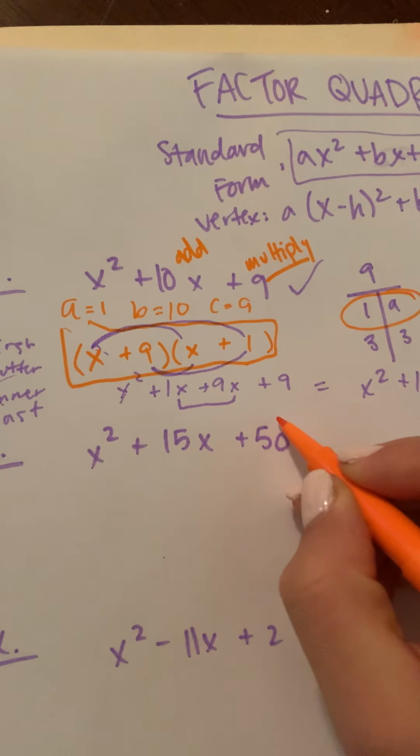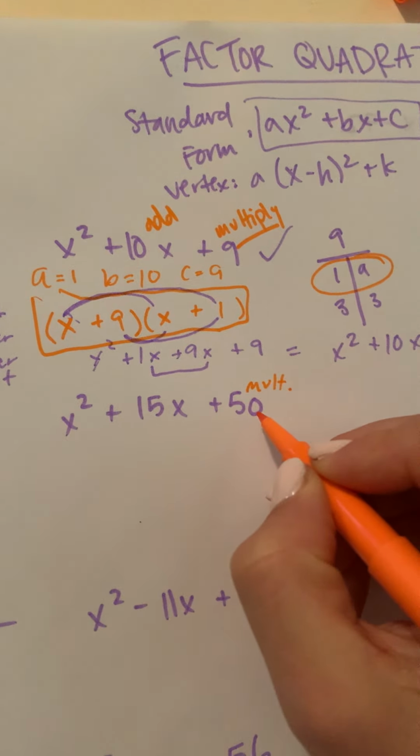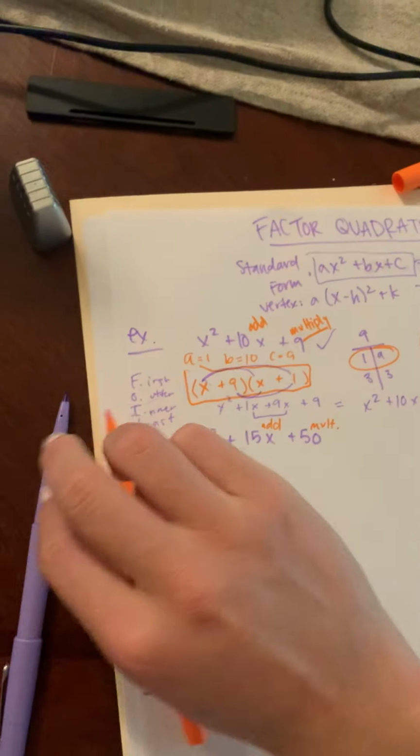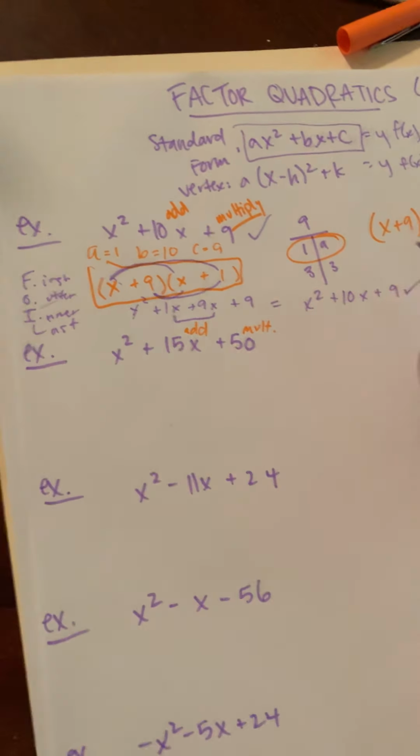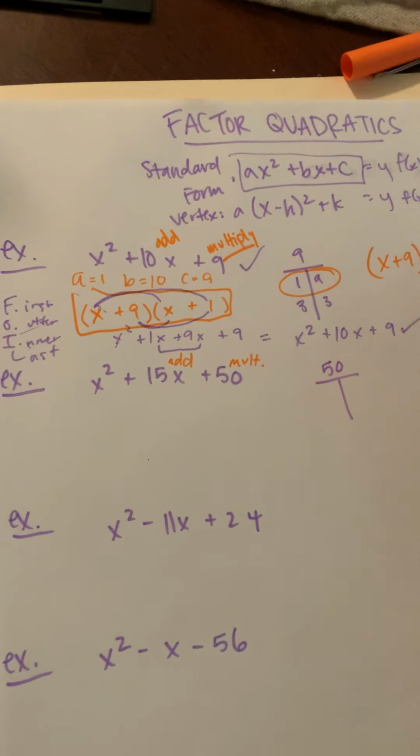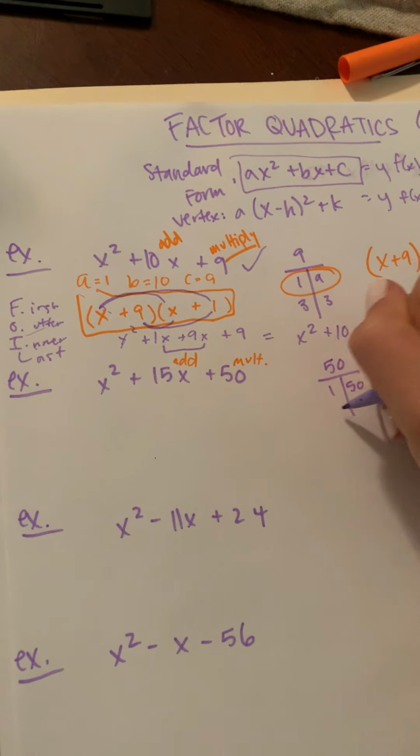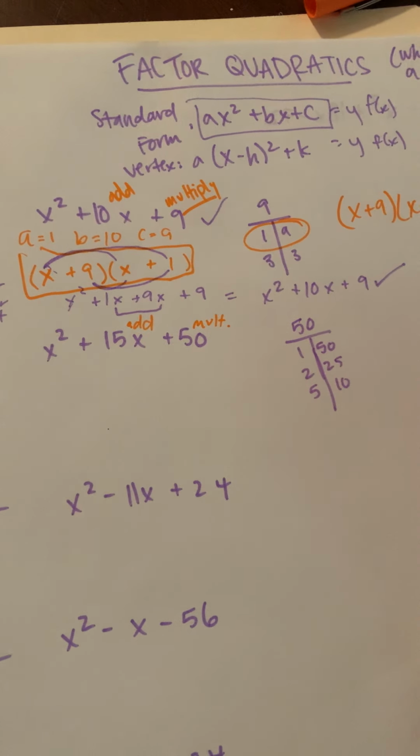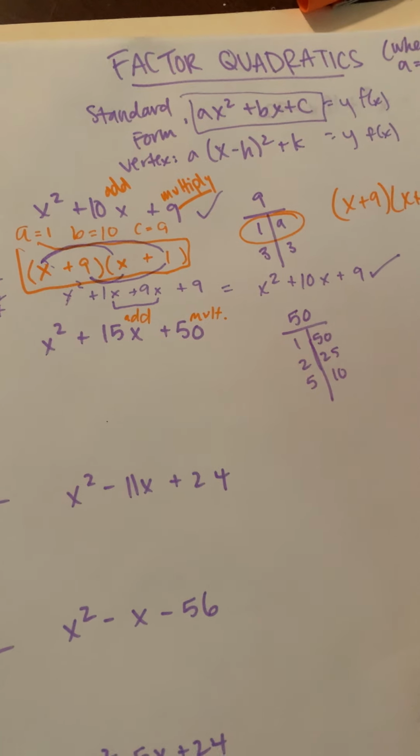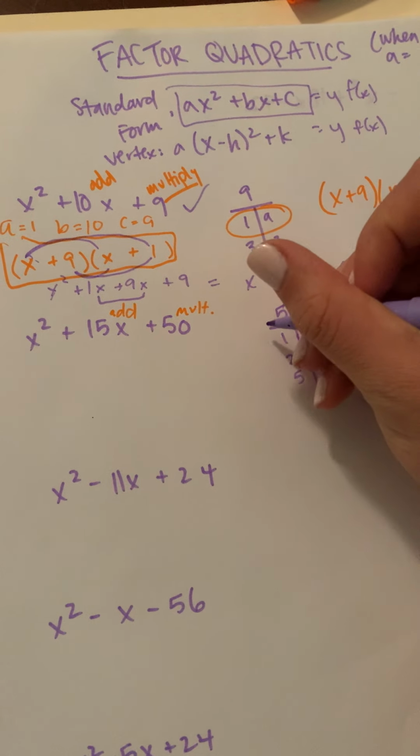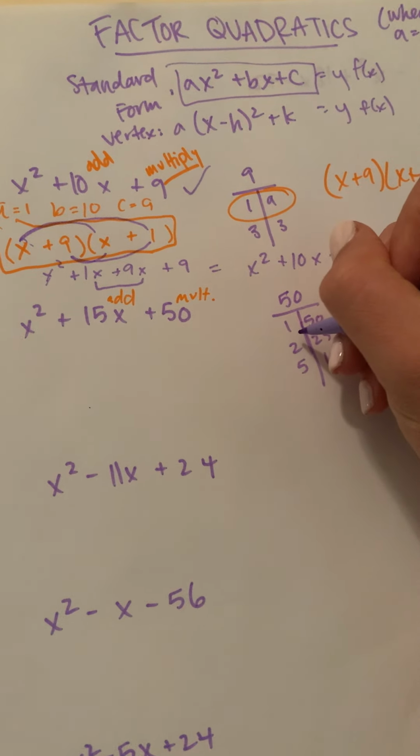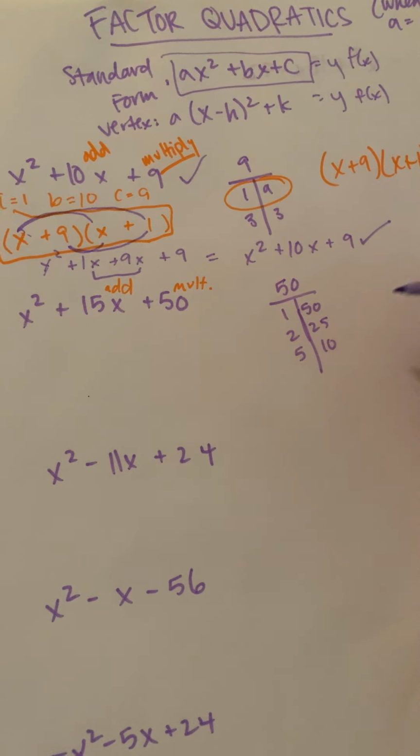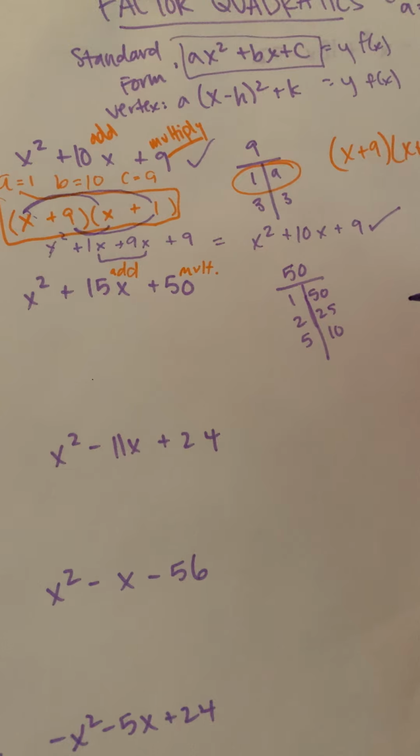So this guy, we want to multiply up to 50, add up to 15. So I can list the factors of 50. Use my purple pen. List the factors of 50. 1 and 50, 2 and 25, 5 and 10. 3? 4? Doesn't 4 go into this? No, 4 doesn't go in. 5 and 10, 6. These actually might be all the factors.